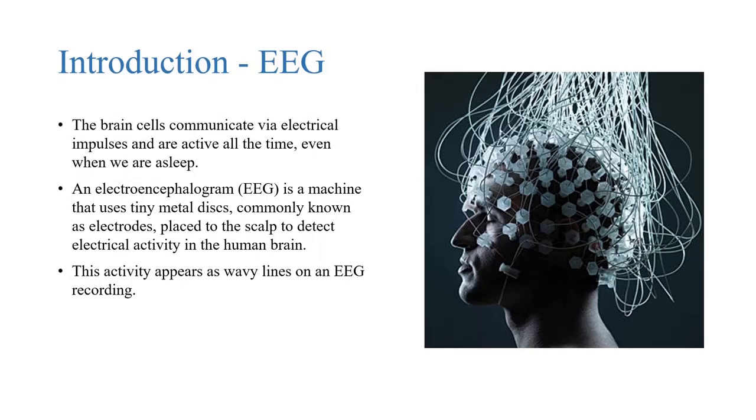So, what's an EEG? Basically, an EEG is a machine that uses tiny metal discs, commonly known as electrodes, placed on the scalp to detect electrical activity in the human brain. This activity appears as wavy lines on an EEG recording. And we all know that the brain cells communicate via electrical impulses and are active all the time, even when you are asleep.